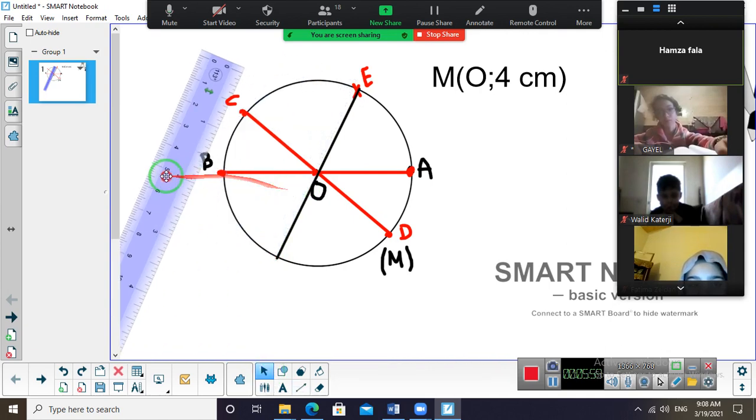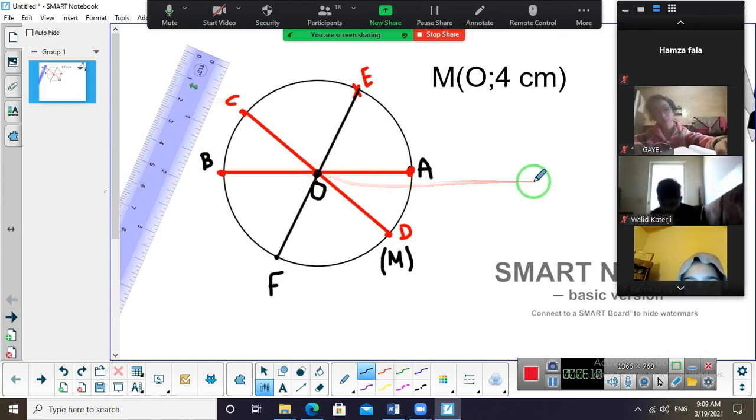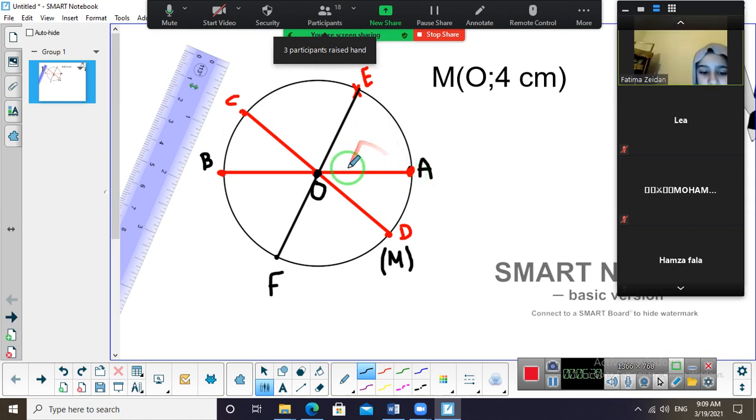EF. That's it. EF. And if you look at this figure, OA is a what? Who wants to tell me? OA is a what? Very good, radius. Yes, very good. Radius.